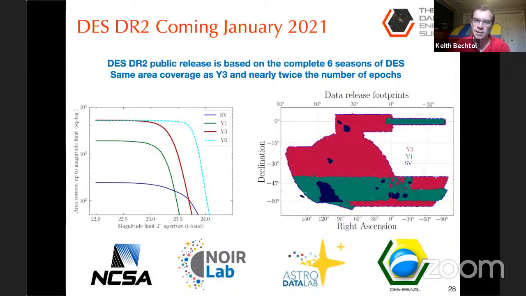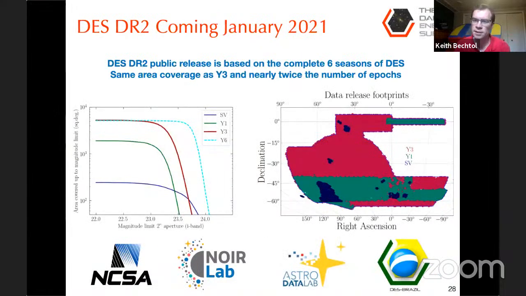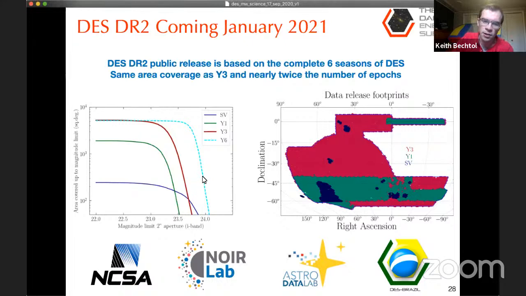So DES DR2, our next public data release, is coming in January 20. This will be based on the complete 6 seasons of DES. It has the same coverage as the Y3 release that came out with DES DR1, but we gathered about twice the number of epochs. So the exposure approximately doubled, and you can see that there's a significant increase in our depth.